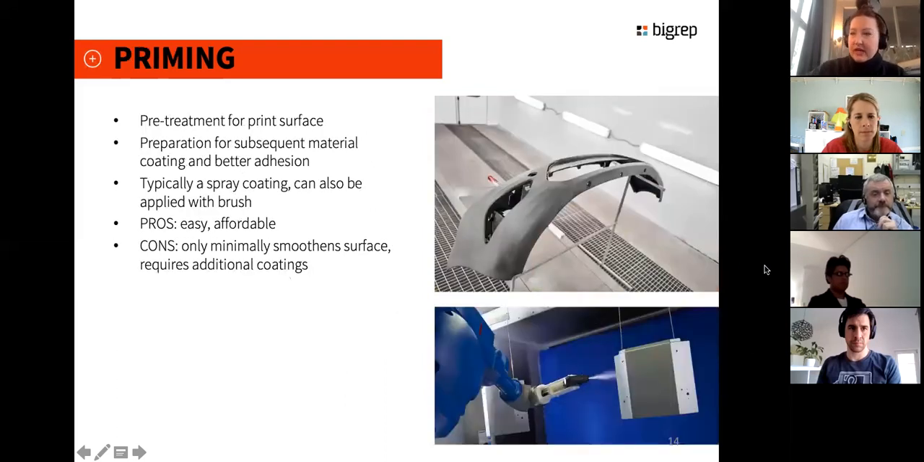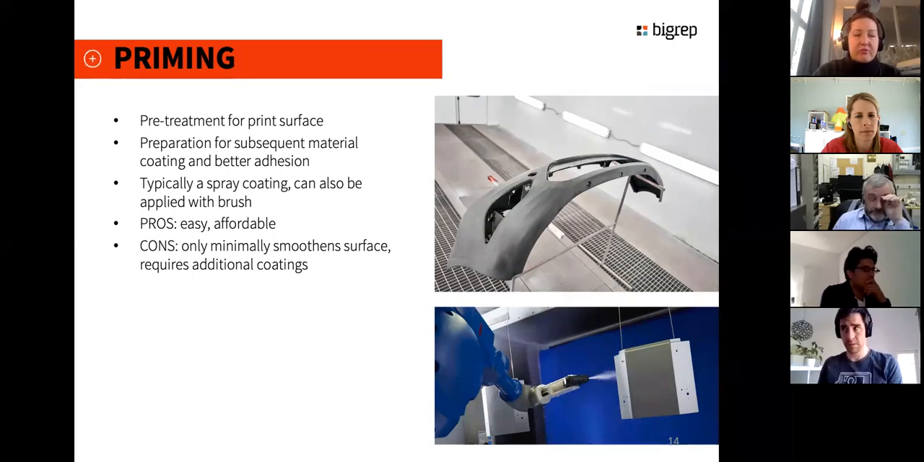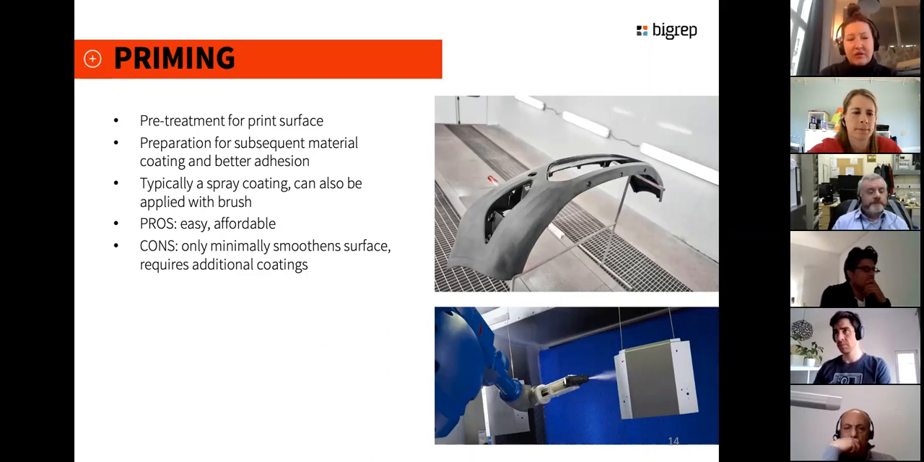All right, so next is priming. It's really just a pre-treatment for the surface. It's pretty much only used as a preparation for a subsequent material to be coated. Better adhesion. It can slightly smooth the surface. This is typically a spray coating, but you could also get a brush-on primer. It's really easy, affordable, but the cons again are that it's not really smoothing much, and it certainly requires additional coatings.